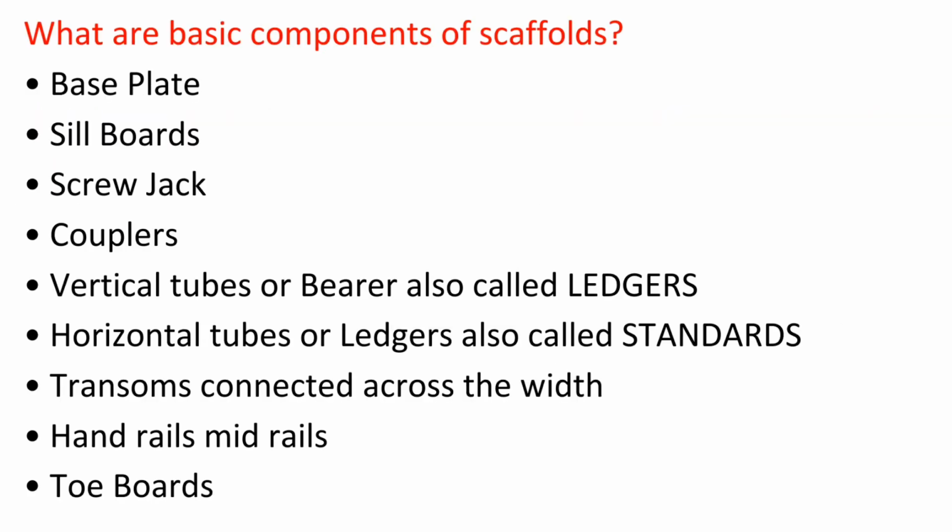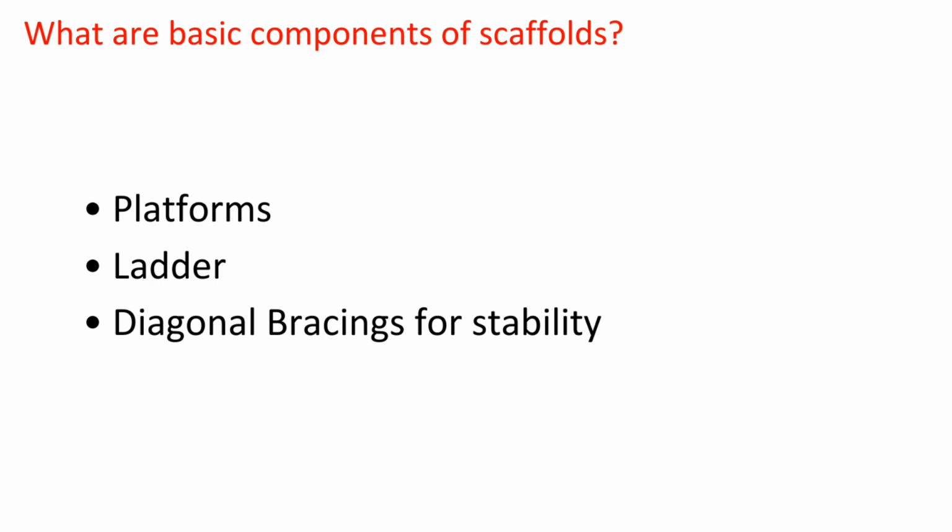Question: What are the basic components of scaffolds? Answer: Base plate, sill boards, screw jack, couplers, vertical tubes or bearers, also called ledgers, horizontal tubes or ledgers, also called standards, transoms connected across the width, handrails, mid-rails, toe boards, platforms, ladder, diagonal bracings for stability.